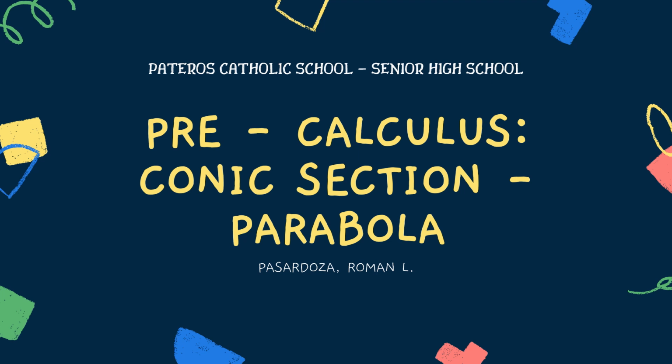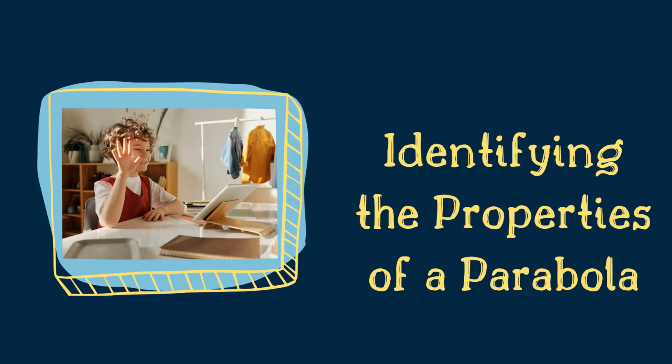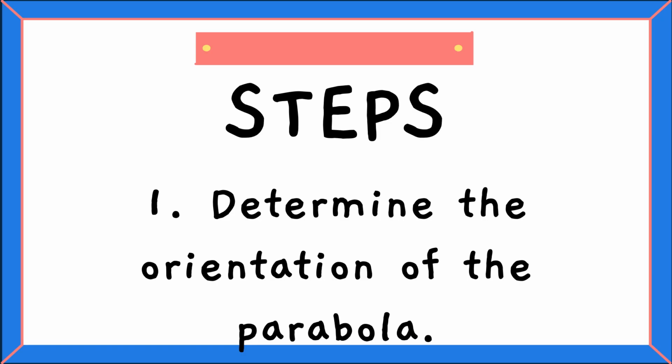Good day everyone. For this video presentation of Pre-Calculus Conic Section Parabola, we will tackle identifying the different properties of a parabola. Remember, on the first part of our video, we have identified the properties, such as the vertex, the directrix, and the focus of the parabola. This time, let us identify what the values of these properties are, because it would help us on how to graph our parabola. We will start with the steps.